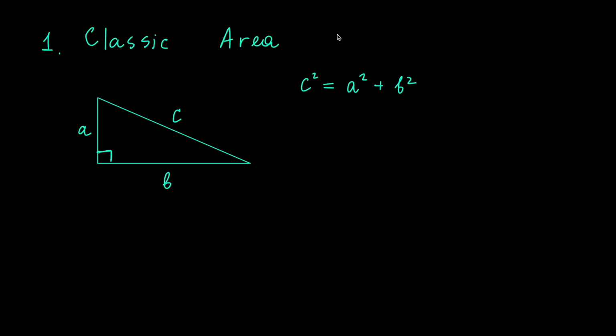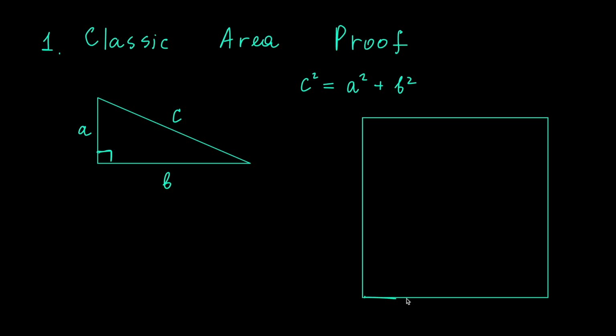We're going to use the area of a square. So first off, I'm going to construct a square with a side that is equal to the sum of the legs of the triangle. So its side is a plus b. Therefore, its area is (a plus b) squared. Now I'm going to divide each side of this square into segments of lengths a and b, like so.